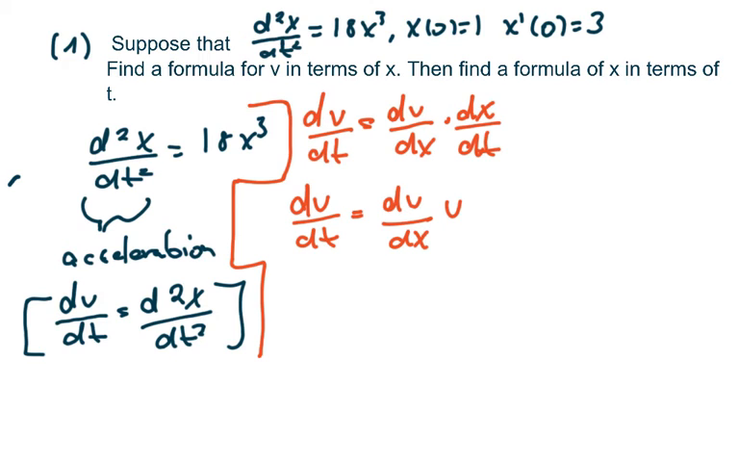And we are asked to find a formula for v in terms of x. So we are one step closer. So let's go ahead and substitute everything. So as we defined, our dv over dx times v, that is going to be the second derivative, right? And then that is going to be equal to 18x cubed. So at this point, we just got to solve this really simple sort of differential equation.